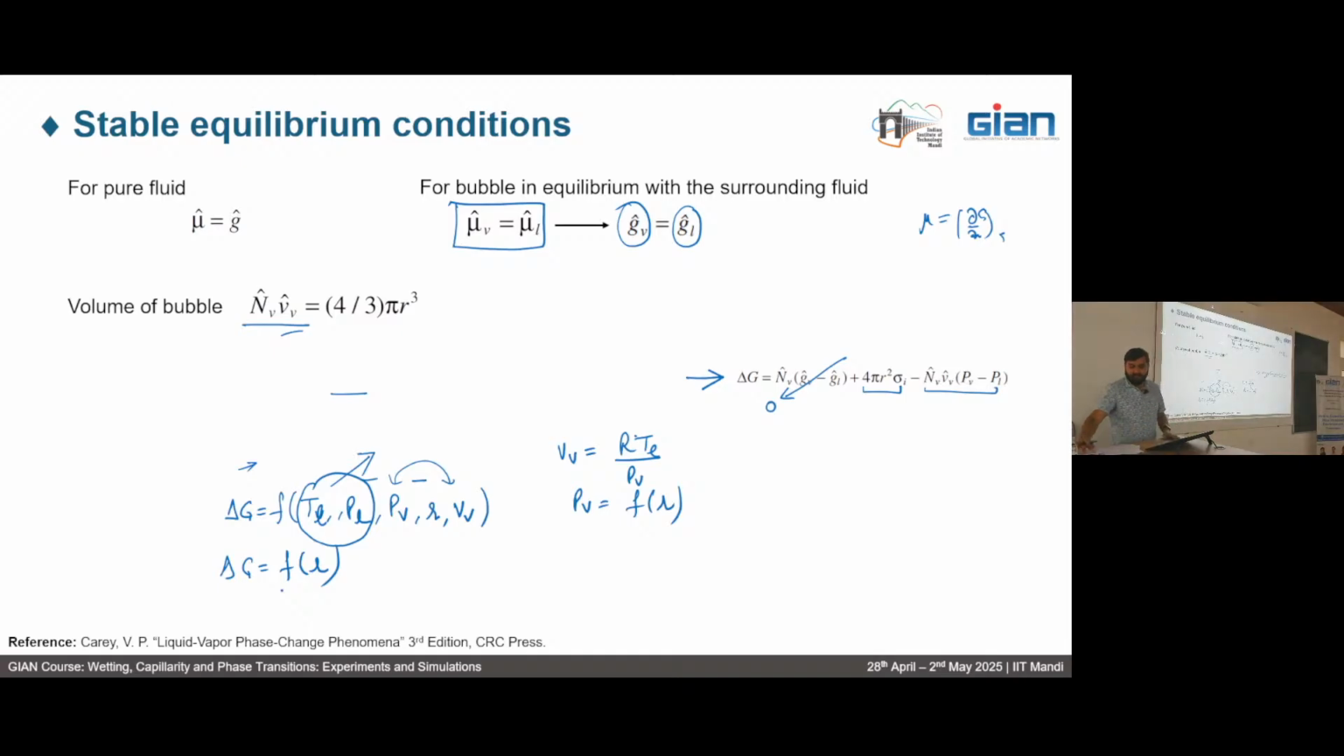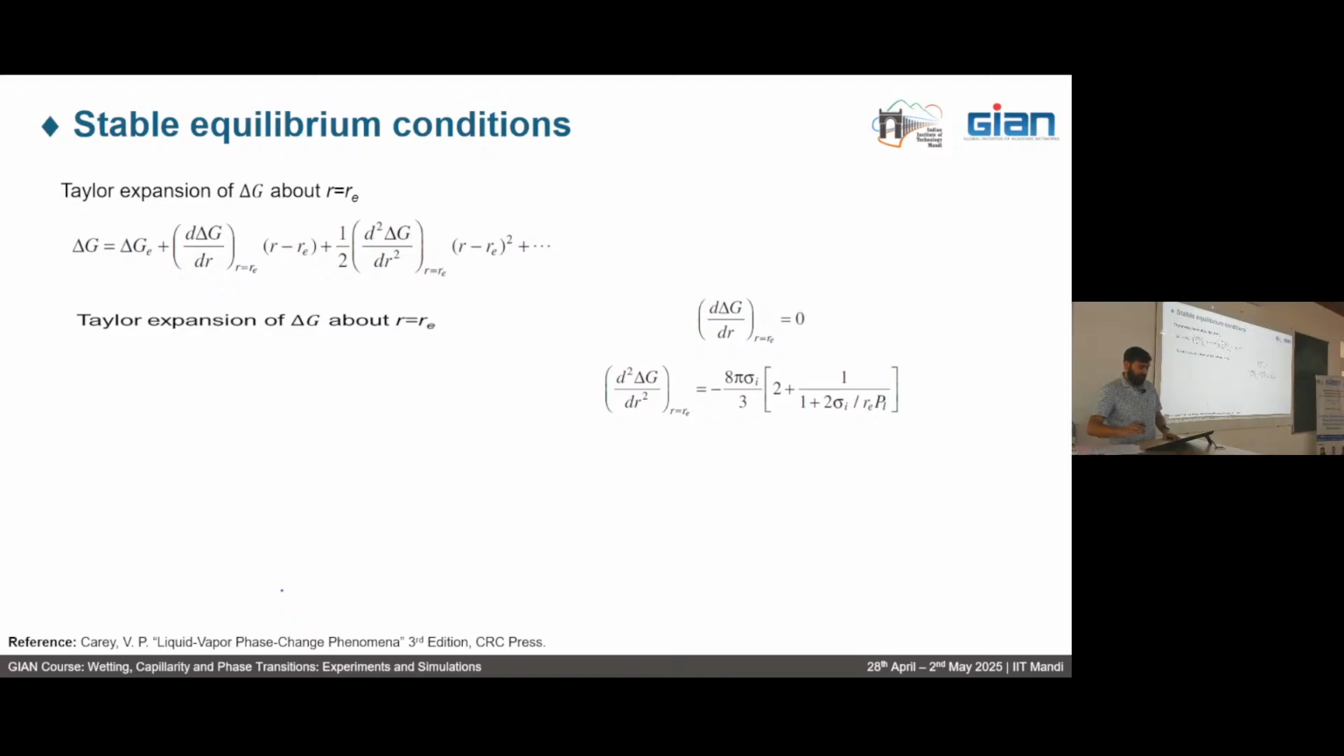So now again expanding the ΔG, the Taylor expansion of ΔG around R equal to R_e, what we get is ΔG is equal to ΔG at equilibrium plus d/dR of ΔG at R equal to R_e times (R minus R_e) plus so on. We have just expanded the expression for the Taylor series of ΔG about R equal to R_e. Now if we try to find dΔG/dR so that we can know if that's a point of inflection, you can see that dΔG/dR at R equal to R_e comes out to be 0. It means that this is a point of inflection.